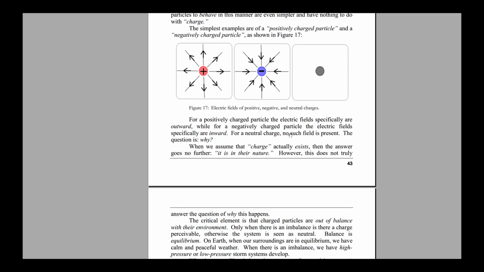For a positively charged particle, the electric fields specifically are outward, while for a negatively charged particle, the electric fields specifically point inward. For a neutral charge, no such field is present. The question is, why? When we assume that charge actually exists, then the answer goes no further. It is in their nature. However, this does not truly answer the question of why this happens.